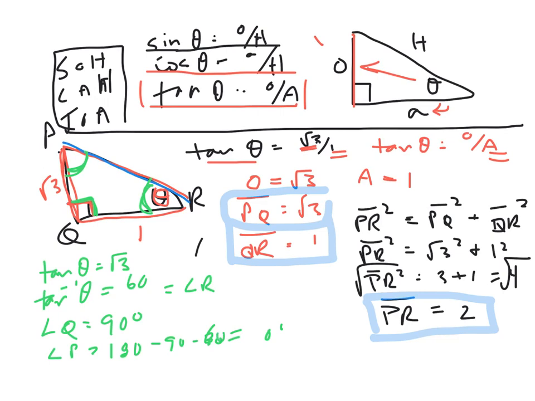So if I know that angle R is 60 degrees, and angle Q I know is 90 degrees because they told me it's 90 degrees, then angle P is equal to 180 minus 90 minus 60, which is 30 degrees. So angle R is 60, angle Q, because they told us, is 90, and angle P is equal to 30.